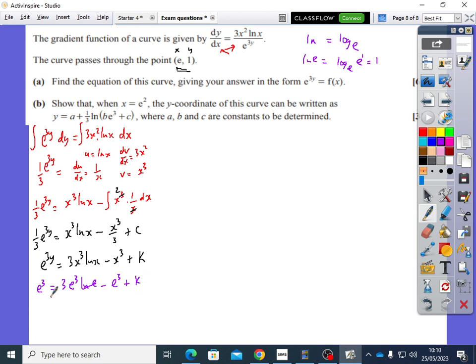Now what you end up with here, you get 3e cubed minus e cubed, so that's going to be 2e cubed. Now take that to the side, so 3e cubed minus 2e cubed is going to equal k, and therefore k, the arbitrary constant here, is going to equal minus e cubed. Okay, let me just put a dividing line down here.